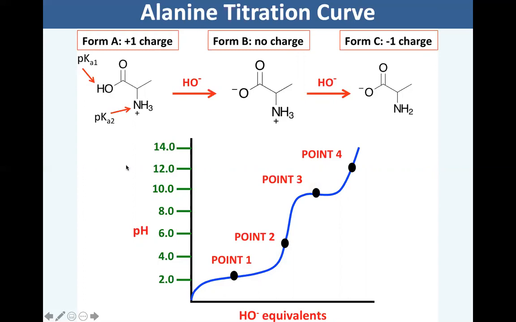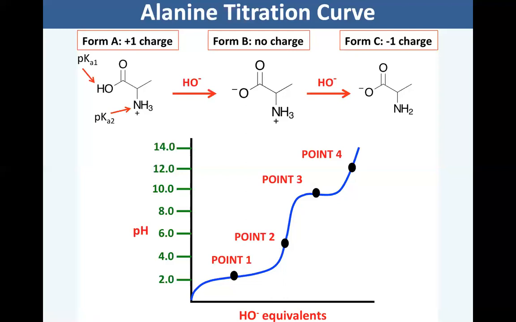pH, we know that since the pKa's have not been titrated yet, and as you add more and more base, you get to this inflection point here. And at this point 1, half of the carboxyl groups have been titrated away. And then as you come further along, you end up titrating all of them off.